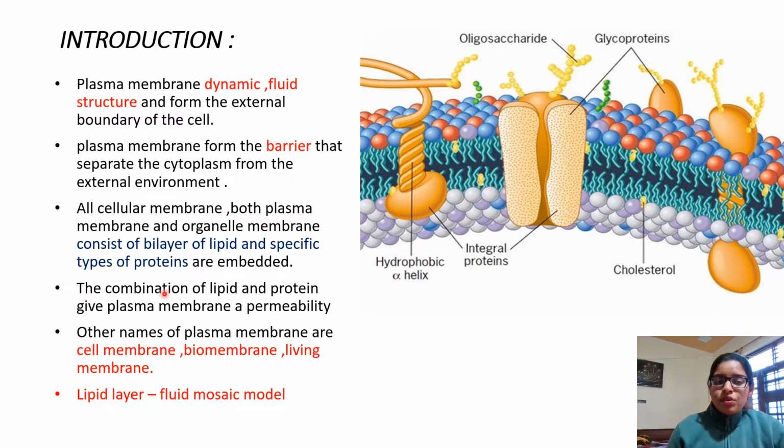And the composition of lipid and protein gives the plasma membrane its permeability. If we talk about the various synonyms, or various names, of the plasma membrane, they are cell membrane, biomembrane and the living membrane. So don't get confused with these names, they are one and the same thing. And the most accepted model for the plasma membrane, which was given by Singer and Nicolson, is the fluid mosaic model. So always remember that the fluid mosaic model is the most accepted model of the plasma membrane, right?